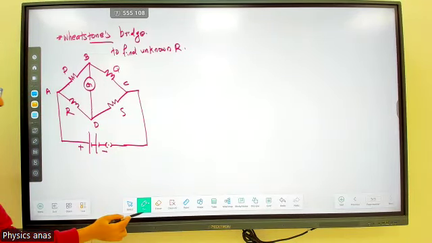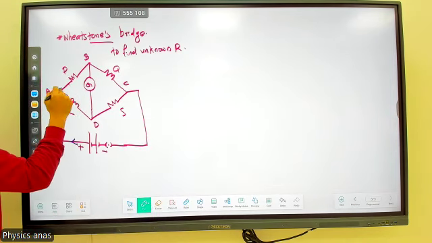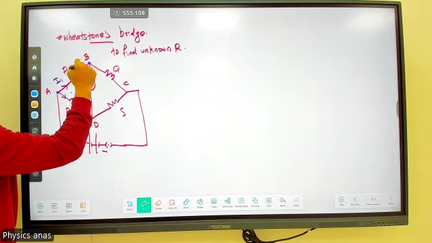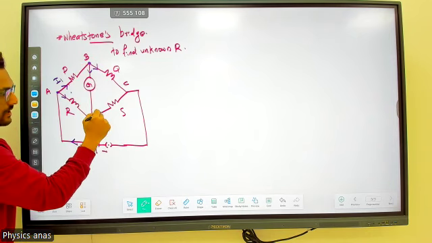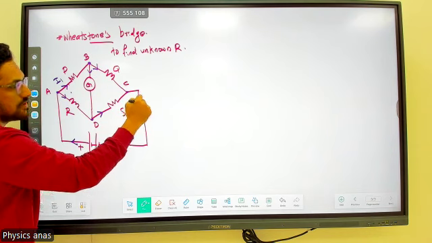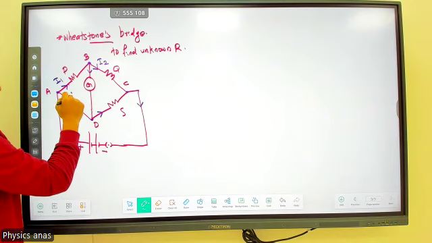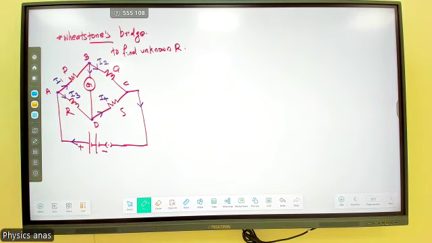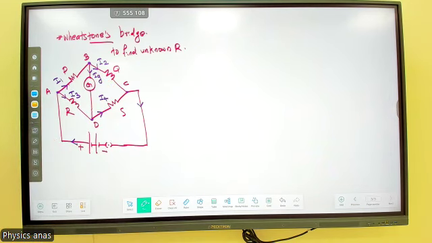Now the current. How to mark the current? Current starts from here, and here the current splits. Let the current split here. Here also the current splits. Here it is combining, and here also it is combining. Now name them I1, I2, I3, I4. Clear? What is the current passing through the galvanometer? That's Ig.